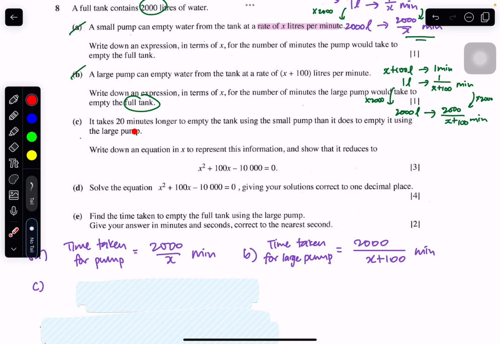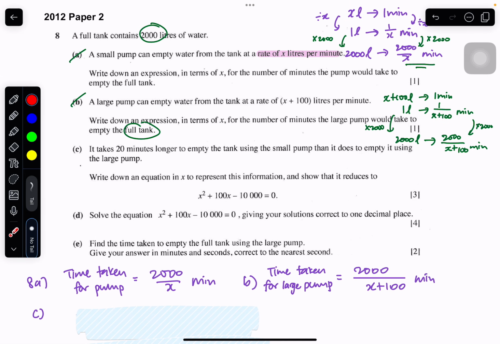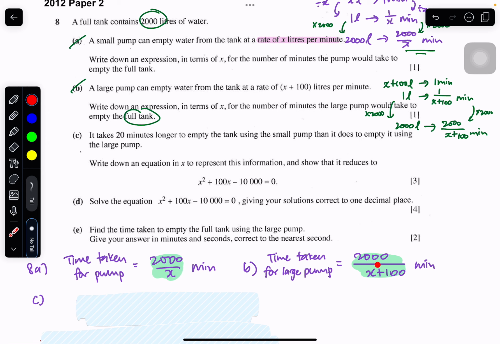Part C tells us that the time difference to empty the tank using the small pump and the large pump is 20 minutes. Think about it in a logical manner. You have two fractions over here: 2000 over X, and 2000 over X plus 100. We need to first determine which fraction is larger. The larger the fraction, the smaller the denominator, and vice versa. If the denominator is smaller, the fraction will be larger.